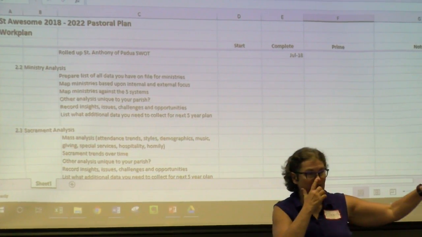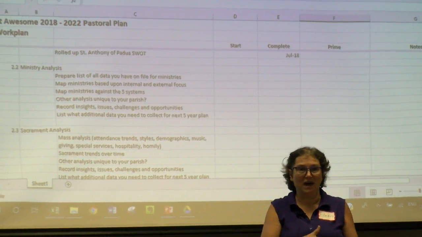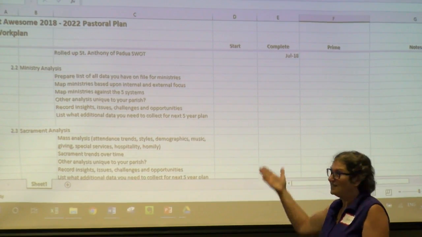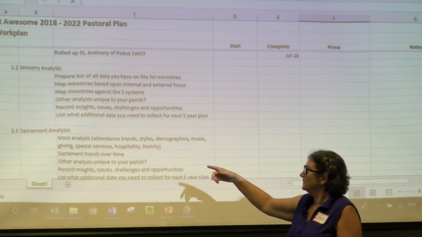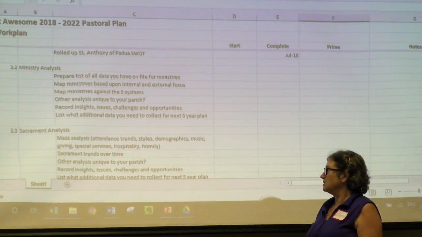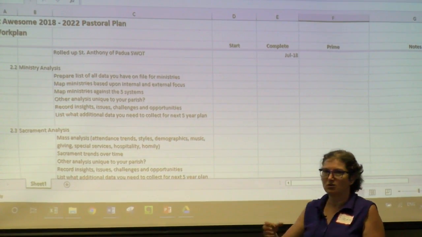Remember we talked about our Alpha? I was like, we need to know how many people from Alpha come back. Well, we weren't even measuring how many people are in Alpha. So this is a sample: sacramental analysis, attendance, styles, demographics, music, giving, special services, hospitality, homily, trends, like baptisms over time.